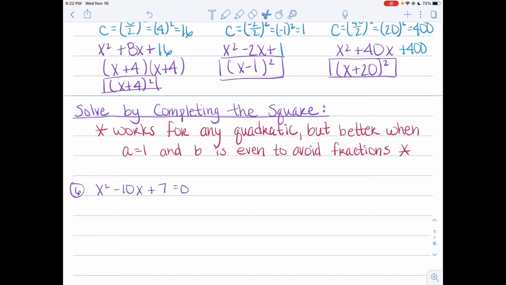The times when this works well is if it's not factorable, but a is equal to 1 and b is even. And this is to avoid having to deal with fractions, because anytime you put fractions in the mix, adding and multiplying, dividing fractions, you're going to introduce some room for error just because you're not used to working with fractions frequently. All right, so let's go ahead and take a look at our first example.